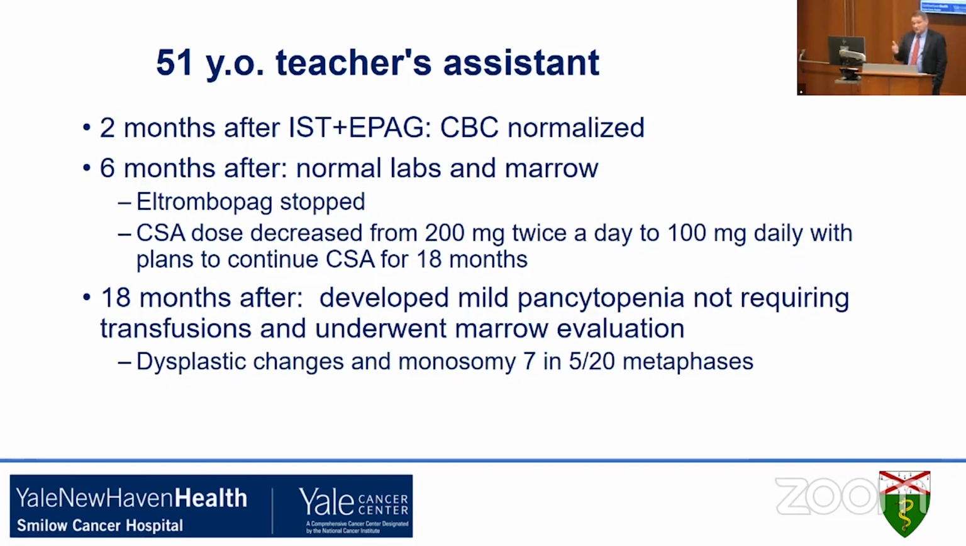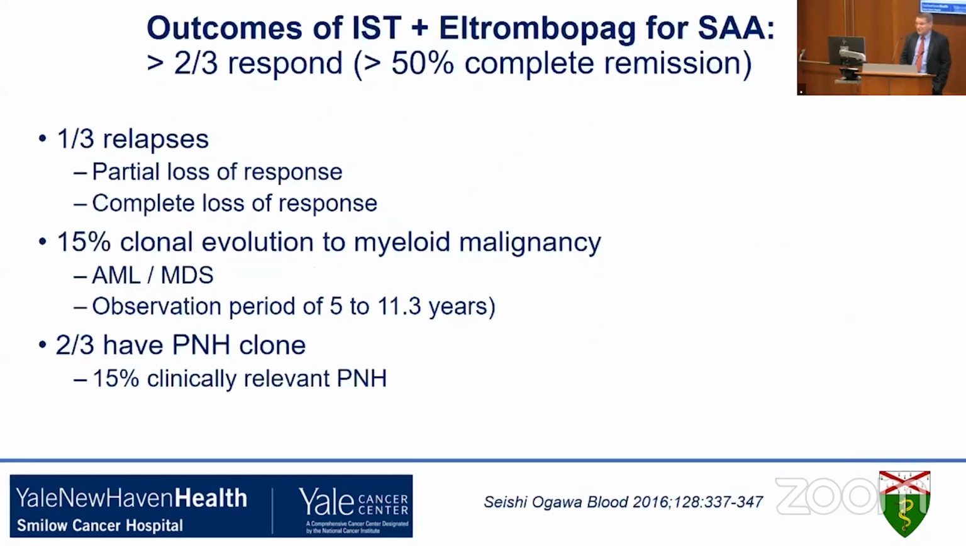Eltrombopag was discontinued as per protocol, and cyclosporin dose was reduced by 75%. At that point, monitoring of cyclosporin is not necessary. Patient was taking 100 milligrams daily for about 18 months. So 18 months after, she developed mild pancytopenia, and marrow evaluation was performed. She was found to have dysplastic changes in the marrow, as well as monosomy 7 in 5 out of 20 metaphases. So this is the concern: can eltrombopag increase chances of evolution into MDS?